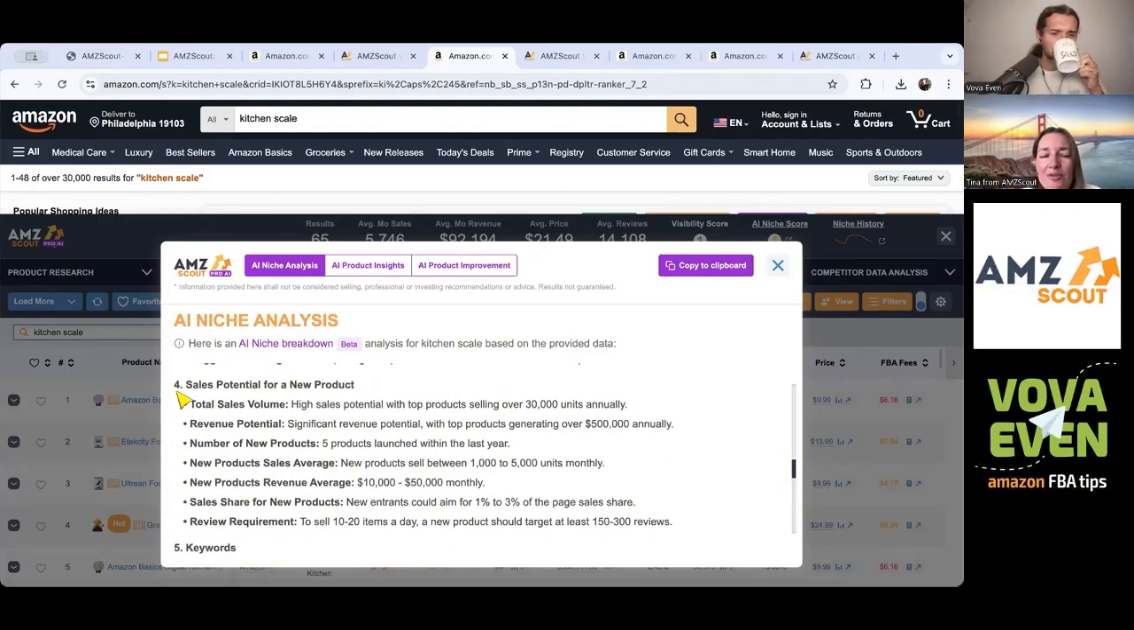Then I think bullet number 4 is one of the most interesting because it's the sales potential for a new product. Usually what sellers used to do all the time is they analyzed all the products. Okay, but some of them are like 10 years old. They've had a lot of years to collect reviews, to collect knowledge, how to organize the listing, how to optimize it, what features they should have. Of course, you can copy it, but you can't really copy 10 years of being in the niche. So it's better to look at how new products are doing, right?